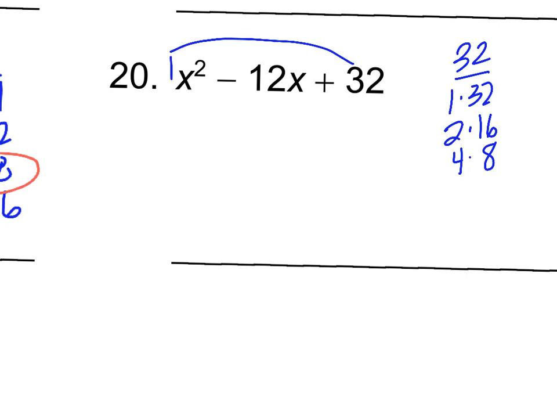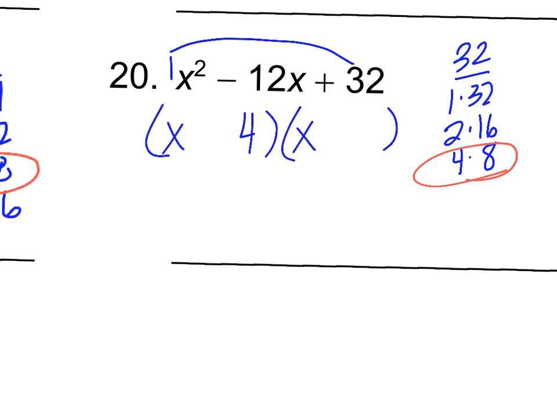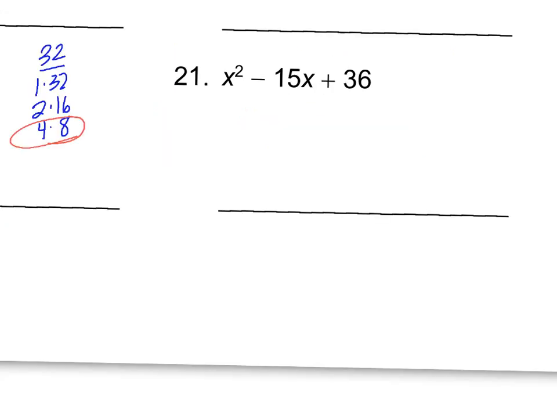So that's my pair. And so I'm going to split up my x's and put in my numbers, which are 4 and 8. And now I'm going to check for the signs. So whenever I have minus, plus, then that means my signs are going to be minus, minus. And I'm done factoring. Number 21, same checklist. Is it in standard form? Yes. Number 2, is there a GCF?